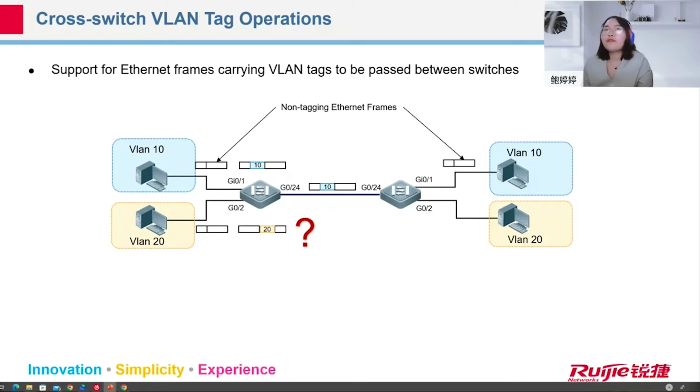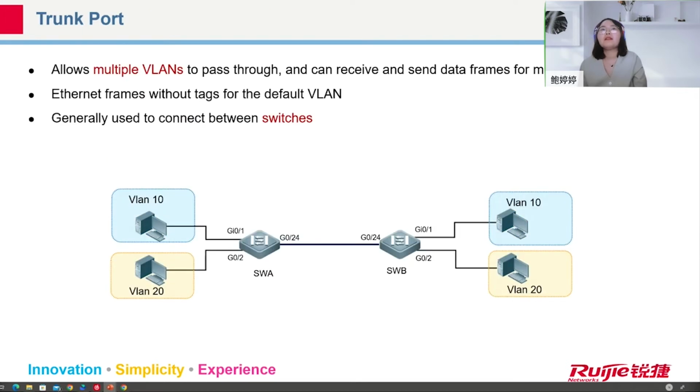According to the principle of access port, it cannot, right? Because an access port can only deal with one VLAN. So in this scenario, we need a new interface to forward VLAN 10 and VLAN 20 at the same time. So this is our requirement. And how do we solve this problem?